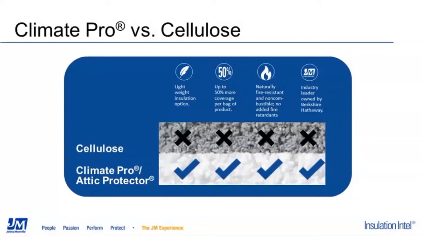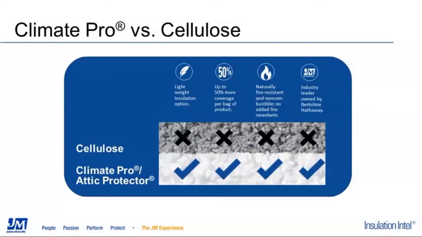And then not on the slide, but worth mentioning, is settling. Climate Pro and Attic Protector do not settle. We've done some recent studies in our plant in Innisfail, Alberta, to show that. We vibrated various cavities for a long period of time. We were not able to get that material to settle, whereas cellulose typically has a tendency to settle over time, which would negatively impact your installed R value as that settles.